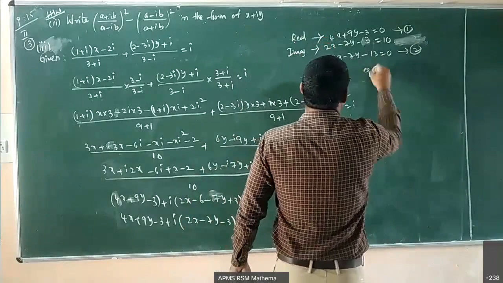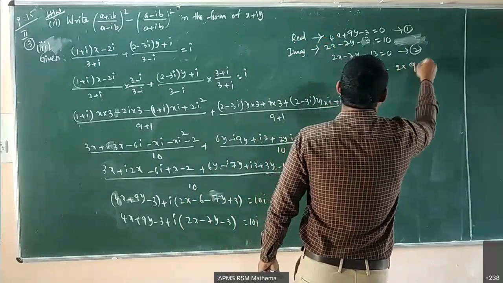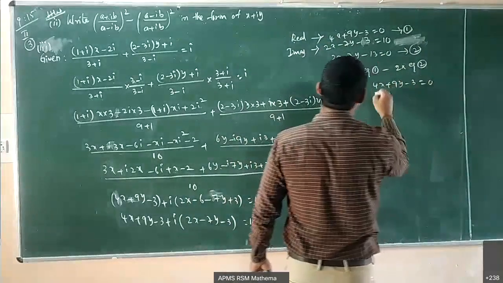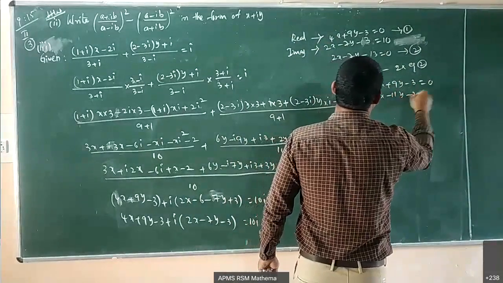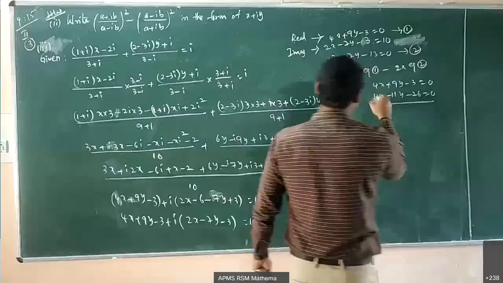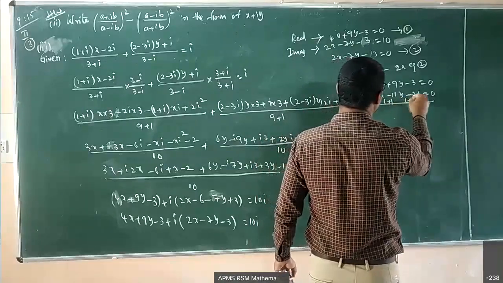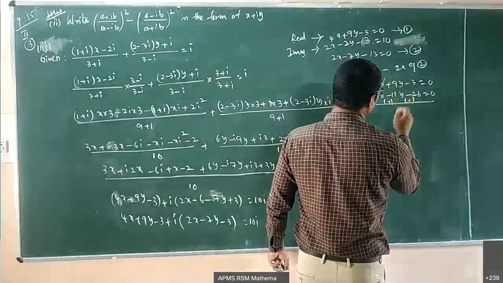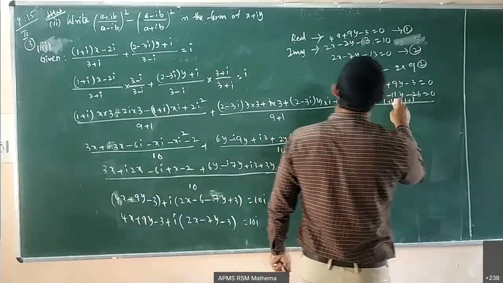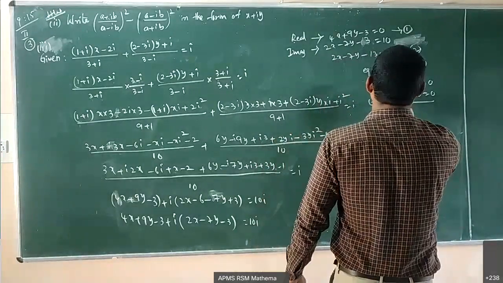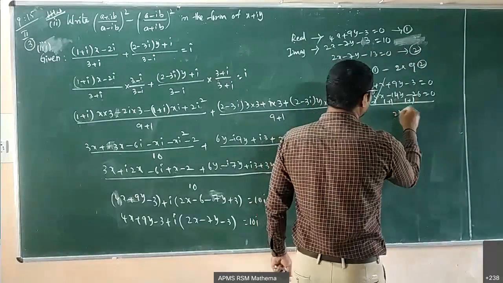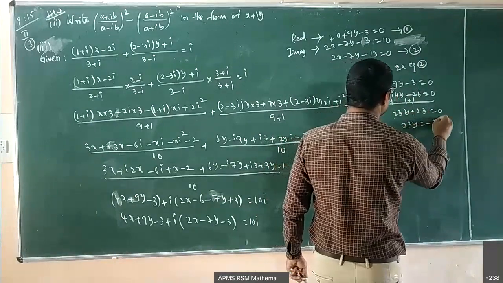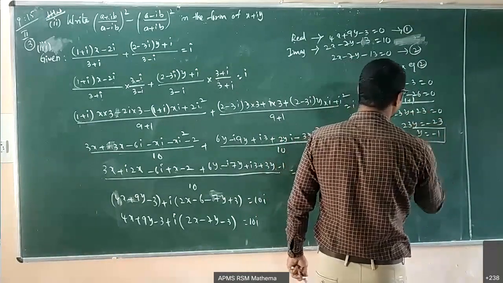So equation 1 minus 2 into equation 2. So 4x plus 9y minus 3 equals to 0, 4x minus 14y minus 26 is equals to 0. If we subtract, sign gets changed. 4x minus 4x gets cancelled. Here you get 23y plus 23 equals to 0. 23y is equals to minus 23. y is equals to minus 1.